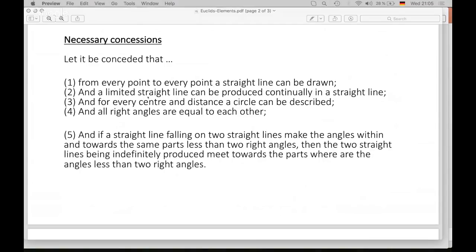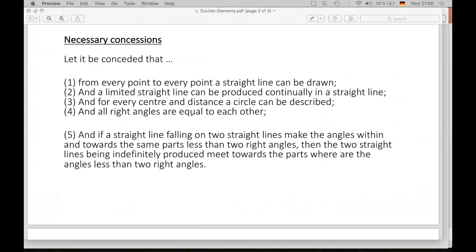A limited straight line can be produced continually. So if you've got one small segment of a line, then you can theoretically extend the end as far as you want, and it will always be a straight line. You can choose any center and choose any radius, and you can draw a circle. Everybody knows that circles have the same proportion. It doesn't matter how big your circle is. The ratio of circumference to diameter is always a constant, at least on a plane. We know that's not the case on a sphere. And all right angles are equal to each other.